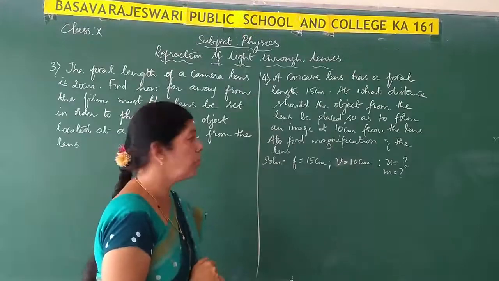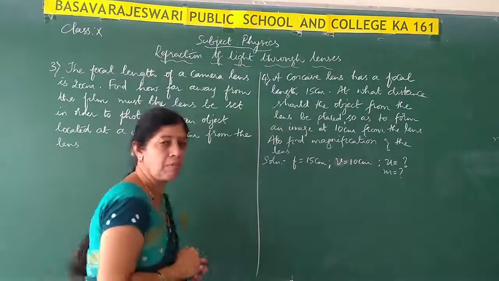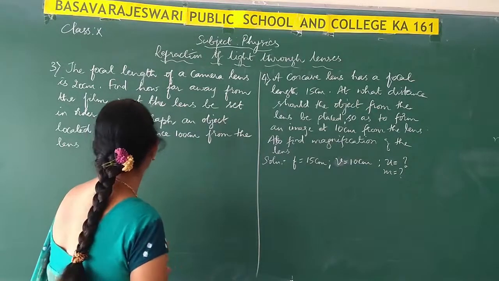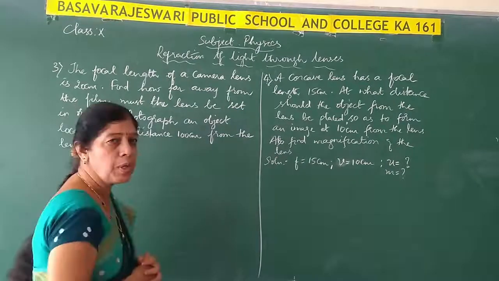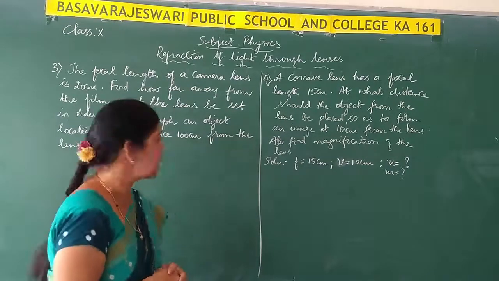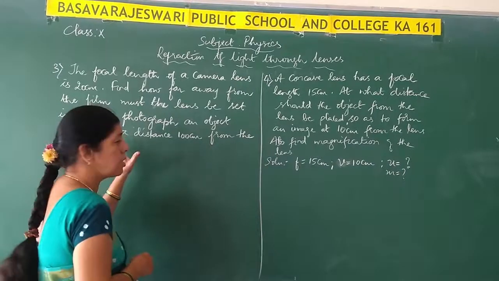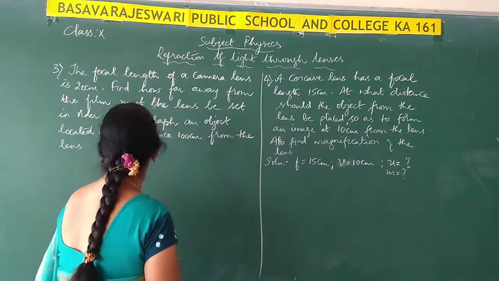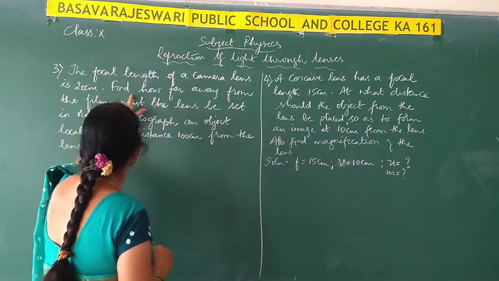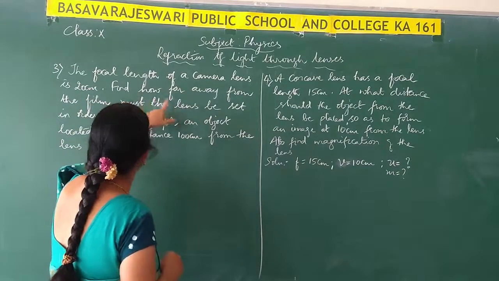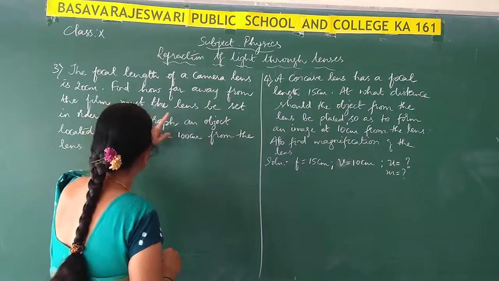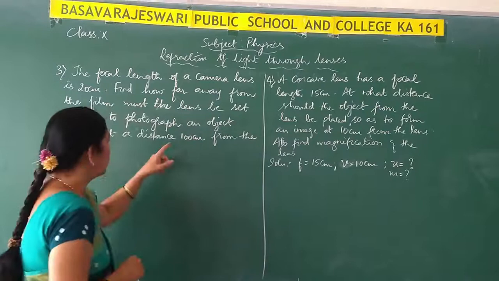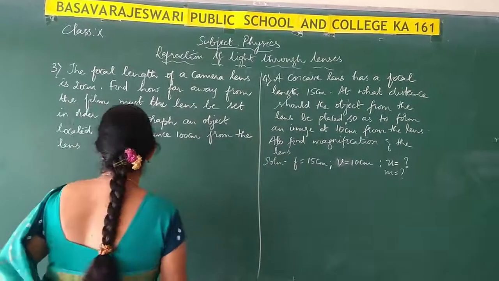Continue with the numerical problems on refraction of light through lenses. Next problem. The focal length of a camera lens is 20 cm. We know that in a camera we are using a convex lens, so in this problem it is understood that it is a convex lens. The focal length of the camera lens is 20 cm. Find how far away from the film the lens must be set in order to photograph an object located at a distance 100 cm from the lens.